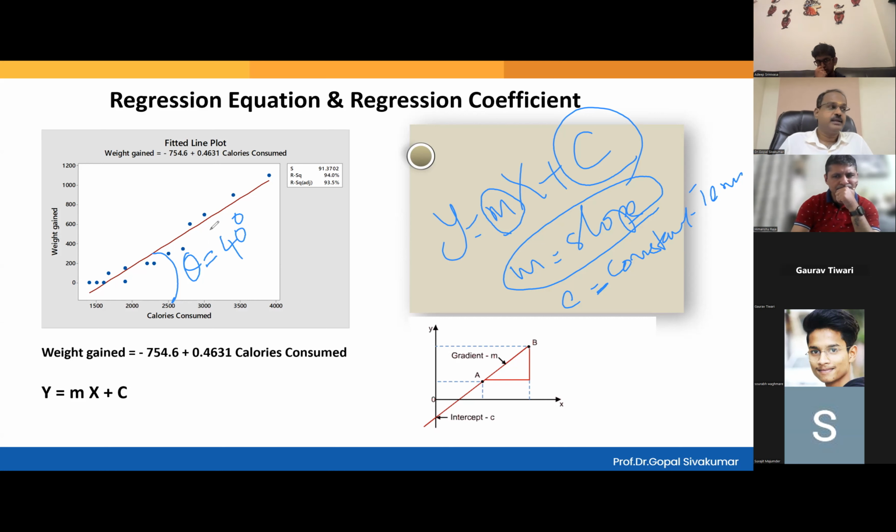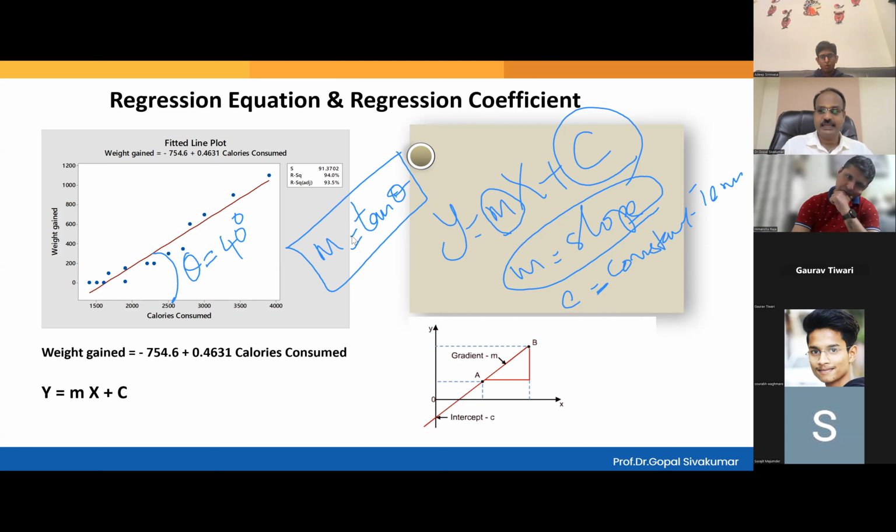45. Okay, 45. So how can you confirm the angle? You can use your protractor, isn't it? Geometry box. You all might have purchased several geometry boxes. Use that protractor to measure the angle. Once the angle is measured, you can find out M using this formula. What is this formula? M equal to? Tan theta, right?